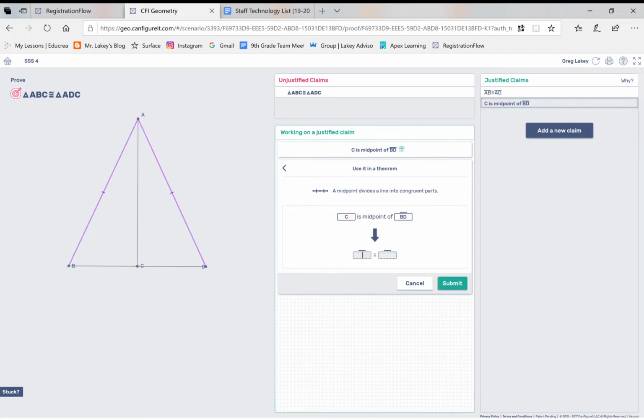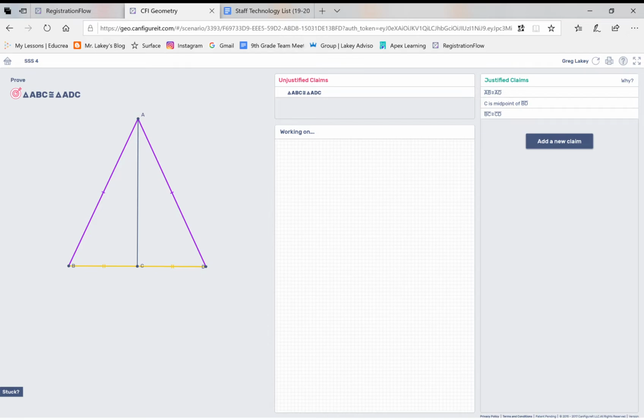So we click on, so if C is the midpoint of BD, what two parts are congruent now? Look at it and work with me here. What two parts are congruent? BC and? All right, so BC and CD are going to be congruent because C splits that, cuts that line in half.